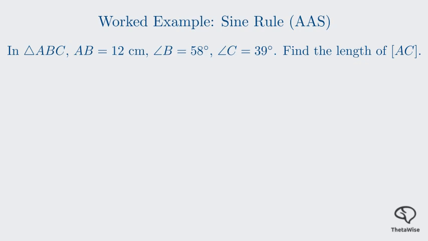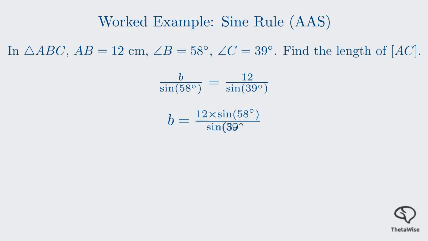To find side b, we need angle B. We have angle B as 58 degrees. So we have a pair, c and C, and we want to find b, and we have B. The rule to use is b over sin B equals c over sin C. So our setup is b over sin 58 degrees equals 12 over sin 39 degrees. Now we can solve for b by multiplying both sides by sin 58 degrees. This gives us b equals 12 times sin 58 degrees, all divided by sin 39 degrees. Calculating this with a calculator, we find that b is approximately 16.17, so the length of side AC is about 16.17 centimeters.